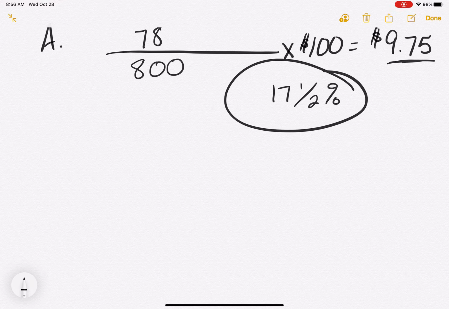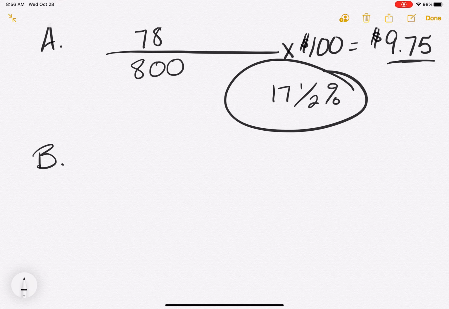So in A, though, the only thing they're asking for is the amount financed per $100. So the answer to A is actually just 975. Okay, that's all they're asking for. And in the book, they're going to progress you that way. They're just going to ask for the amount per 100, and then later on, they'll ask for the amount of percentage. Okay, so let's do B, and then we're going to do a few in the book.